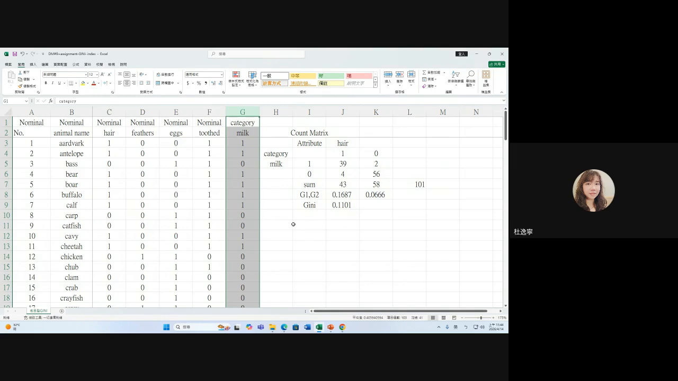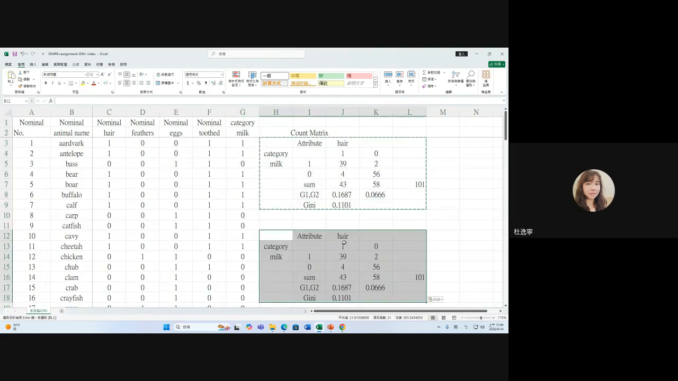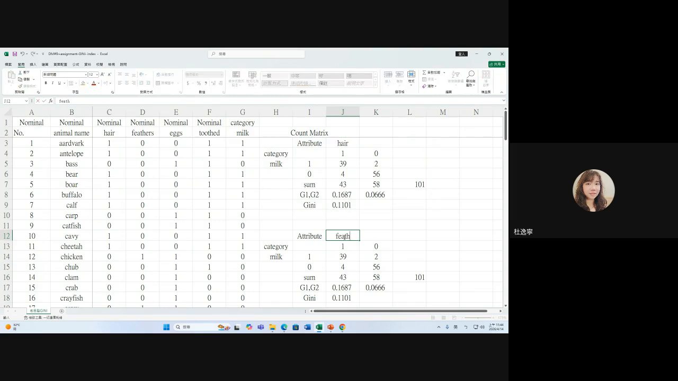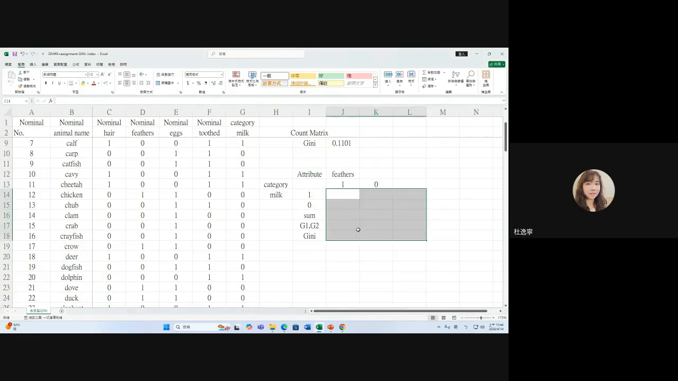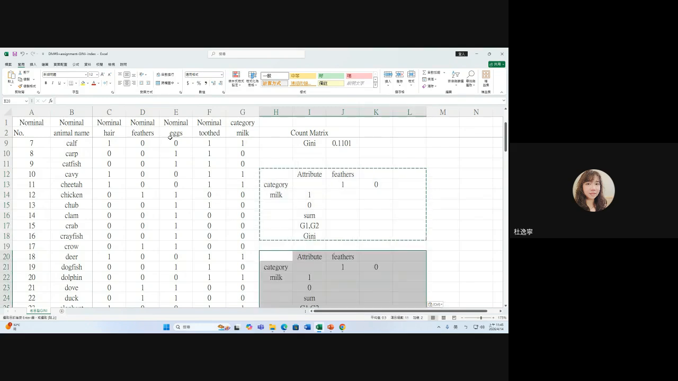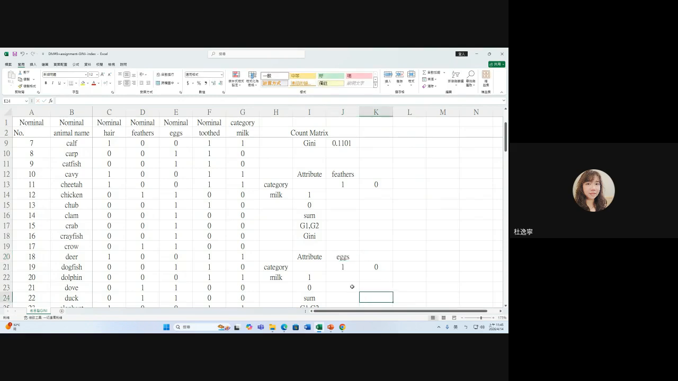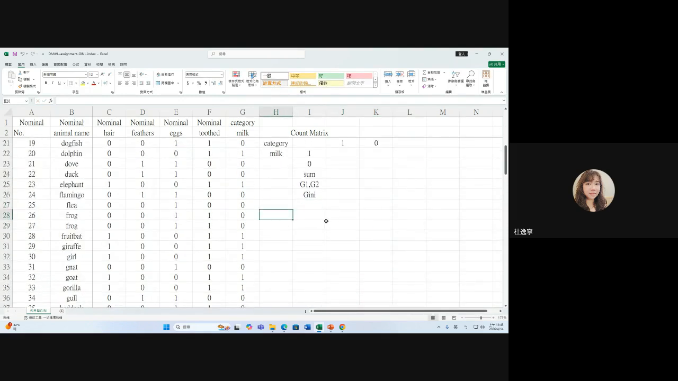Okay. So this is the first, and then the second one is feathers. Okay, so this part will be all cleaned. Feathers. And the third part is X. So it becomes X. And the fourth part is tools. Tools.